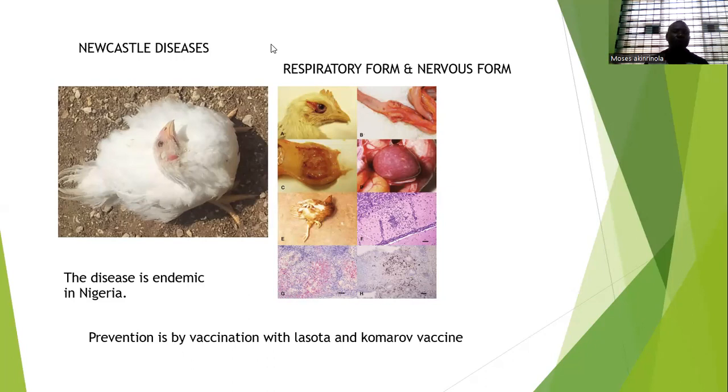And we have two forms that usually occur: the respiratory form and the nervous form. One causes respiratory infection that affects the respiratory system, and the other causes paralysis. Now you can see the picture I'm showing you. This is what is called torticollis. You see the birds raising the head up, gasping for air, turning on the floor, showing the clinical signs.